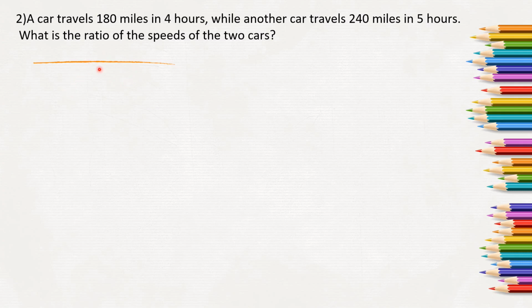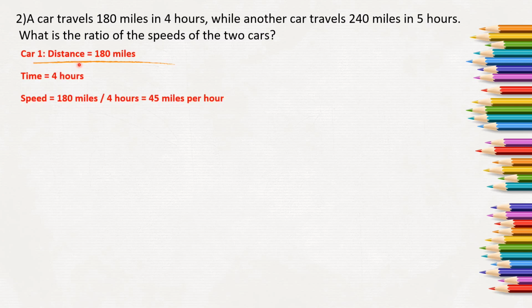So here, car 1 distance equals 180 miles and time is 4 hours. So if we divide 180 miles by 4 hours, we will be able to find out miles per hour. That is 180 divided by 4 is 45. So car 1 can travel 45 miles per hour.